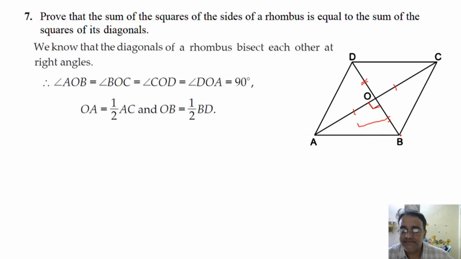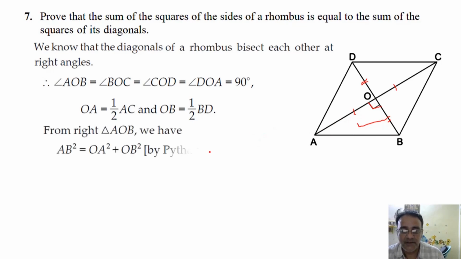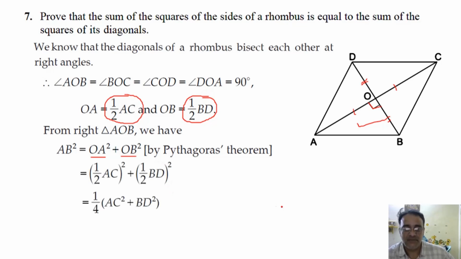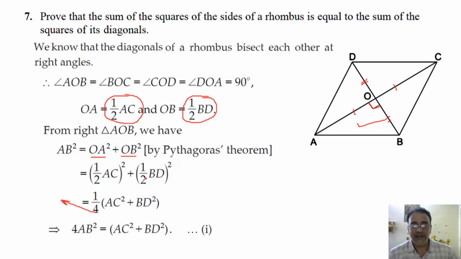So what you will get if you apply Pythagoras theorem in this triangle? AB square is equal to BO square plus AO square. Very good. Now substitute OA and OB. So this will become 1 by 4 AC square plus 1 by 4 BD square. Now we can take 1 by 4 common, then multiply by 4 here. That means 4 into AB square is equal to AC square plus BD square. Any doubt? No, sir.